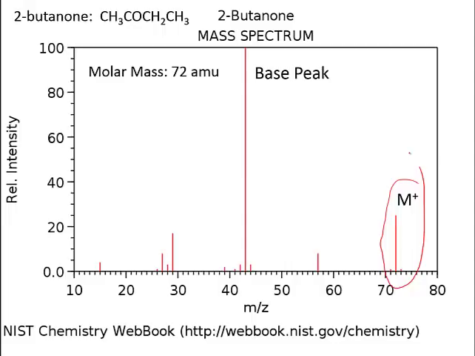Again, the M plus peak can be identified as being the one farthest to the right, with the exception of the small isotopic peak. There is a large peak. The biggest peak in the spectrum is always called the base peak. That base peak happens to represent a common fragmentation.